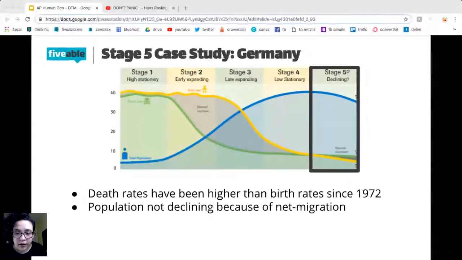All right. Stage 5 has question marks because we just don't know a lot about it, right? It's relatively new. The countries that we say are in stage 5 have been there only very recently, so we don't have a lot of data to really show this. And that's important, right?